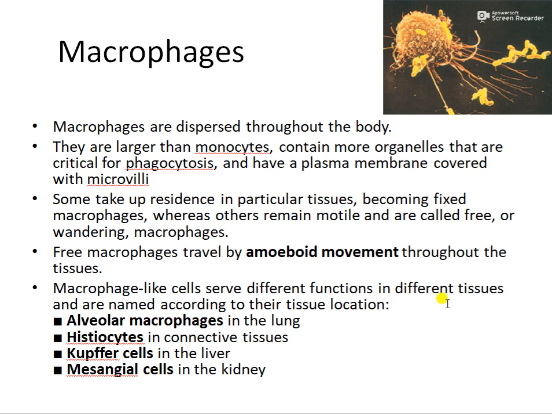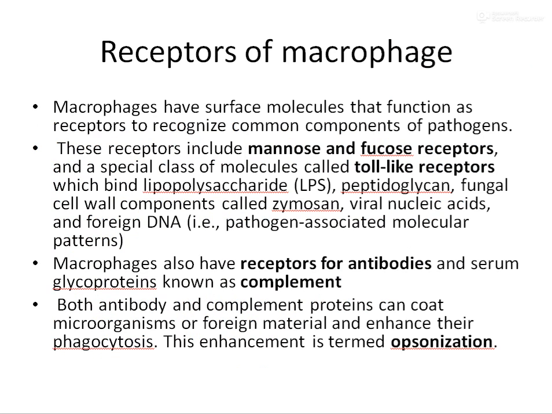You can see that macrophages at different places are named differently. In the liver, they are called Kupffer cells. When they are deposited in the connective tissue, they are called histiocytes. In the kidney, they are called mesangial cells, and in the lung, they are called alveolar macrophages. So macrophages are nothing but a differentiated monocyte which gets deposited in a tissue and carries out the function of phagocytosis.